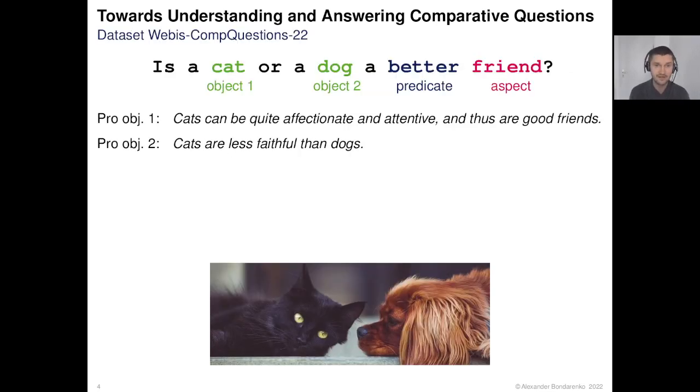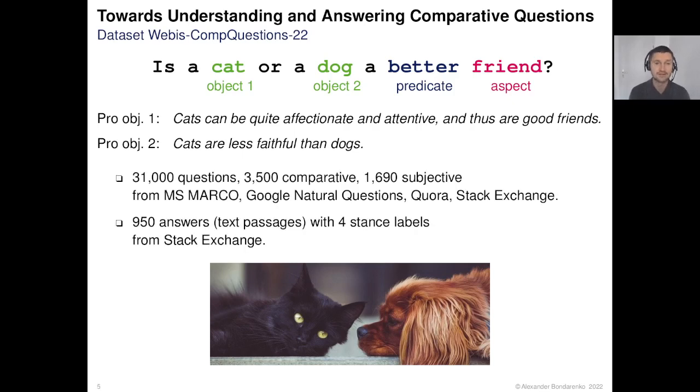So on the next slide, there is an example of a comparative question from our dataset, which requests to compare a cat object versus a dog object over an aspect being friend, where the predicate better introduces an aspect into comparison. And a potential answer, cats can be quite affectionate and attentive and thus are good friends, should be classified as a pro first object.